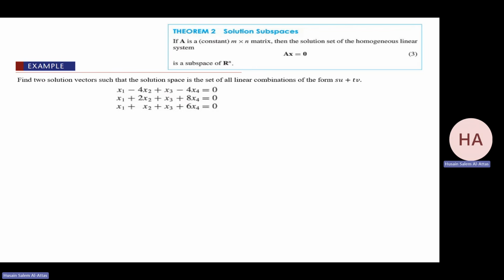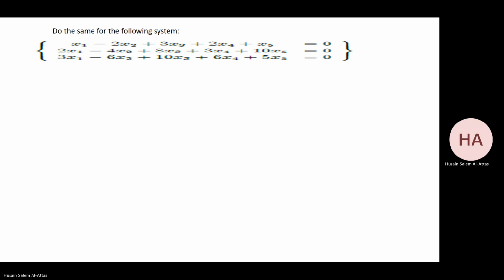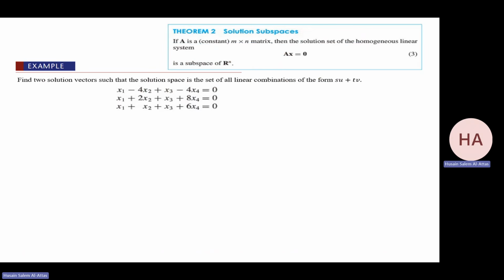Okay, now we move to the next idea, which is the second part in section 4.2. The idea is not that difficult. We need to deal with this theorem. It says that if you have an m by n matrix, then the solution set of the homogeneous linear system is a subspace of Rn.